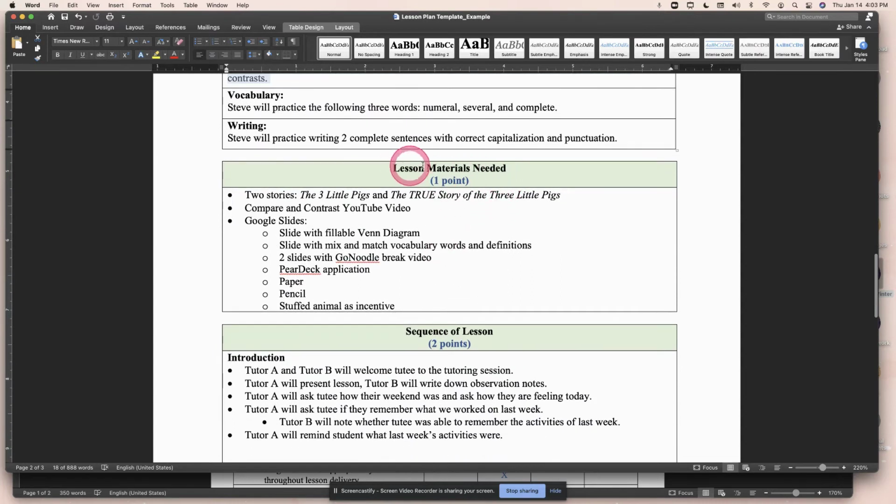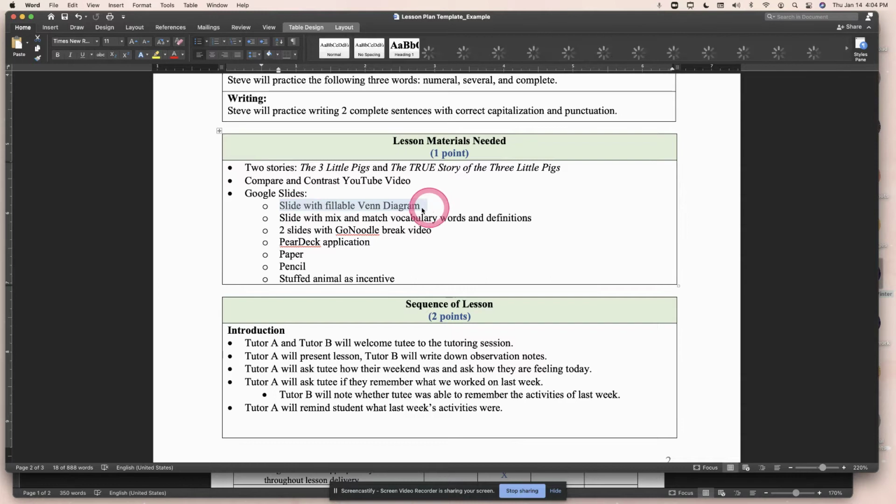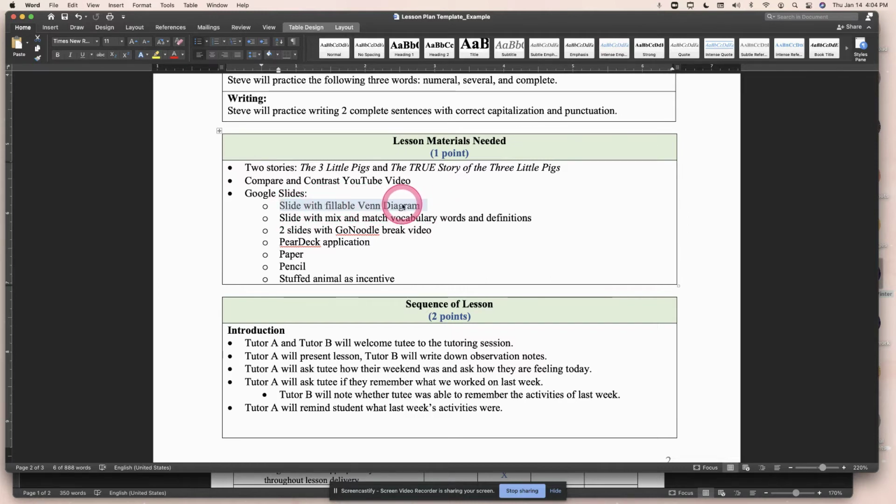For your lessons and lesson material portion, please note I wrote down everything that I needed, even if it was the most minimal of things. I even went down to the slides. In this slide, I'm going to have this diagram. In my next slide, I'm going to have this. This is good practice, so when you're in the classroom, you're very aware of all the materials that you're going to need.